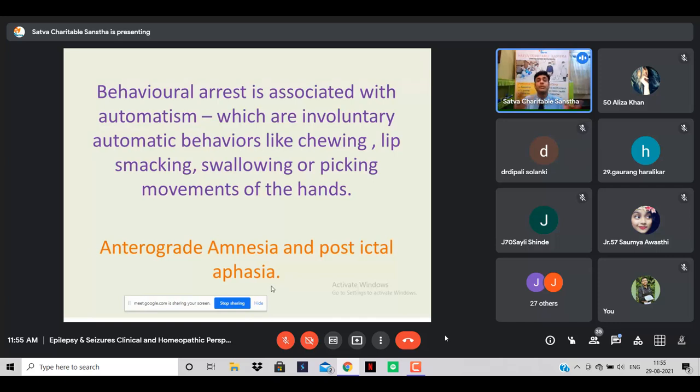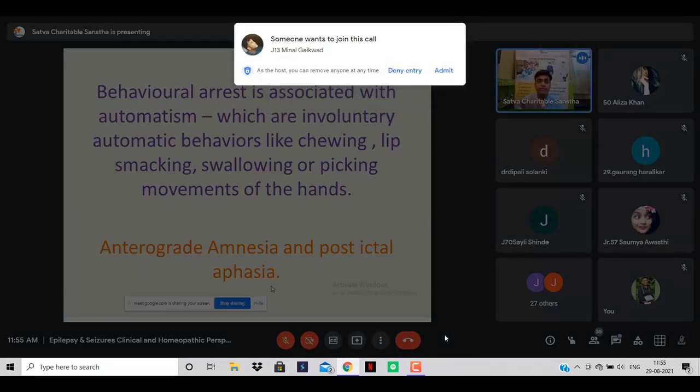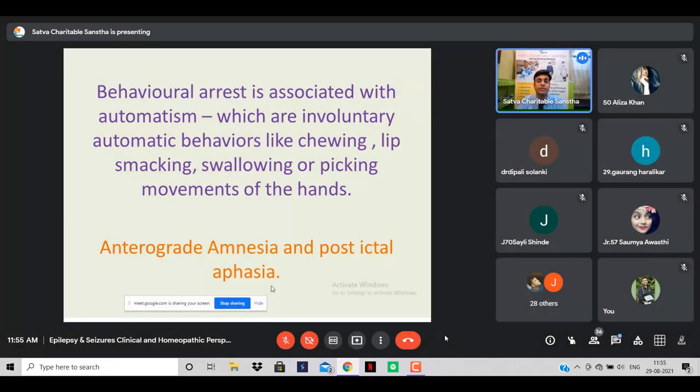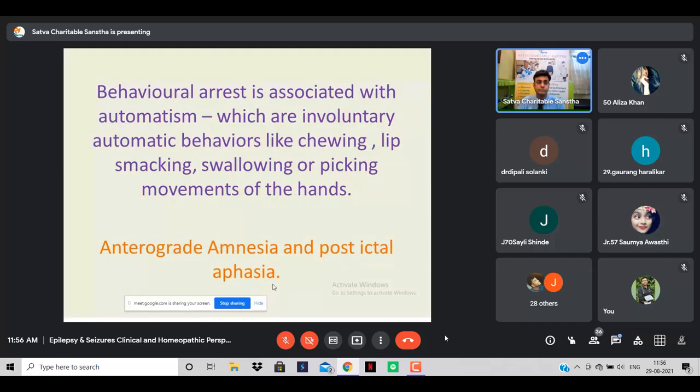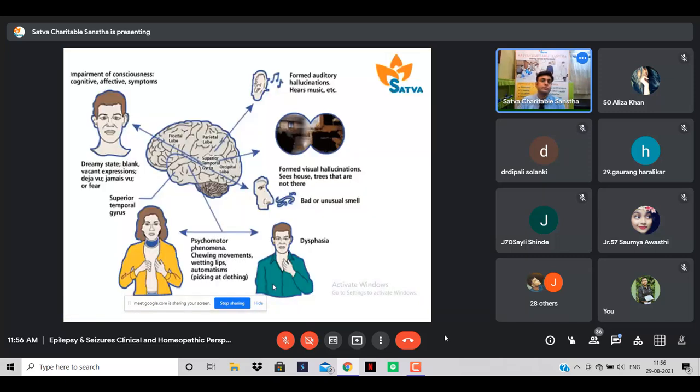So it can be sudden, where the person doesn't know. We have to ask the bystanders, the relatives, what he is actually doing, whether there is blinking of the eyes, or a chewing movement of the mouth, or lip smacking, or involuntary picking movements, or transient loss of awareness. Ask whether the person remembers. All these things are very important when you are taking a history, because this will give us a clear diagnosis. So this is what actually happens. In a complex partial seizure, all this can happen.